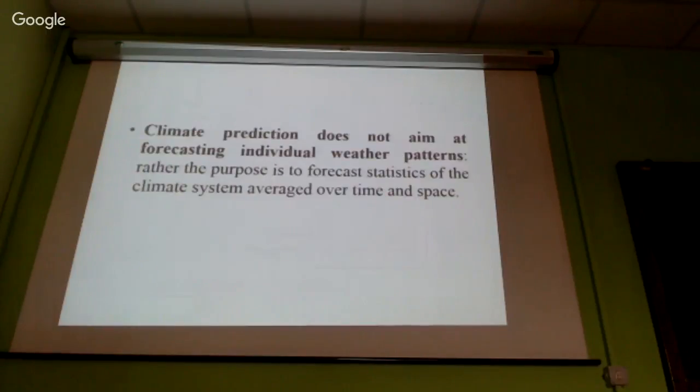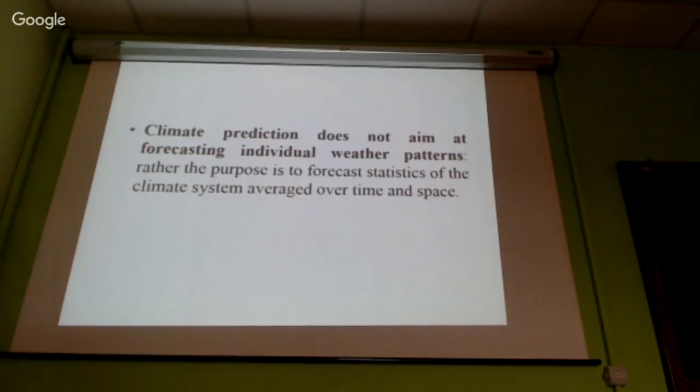On the other side, climate prediction doesn't aim at that. We don't want to predict individual weather patterns; rather, the purpose of climate prediction is to forecast the statistics of the climate system, averaged over time and space.